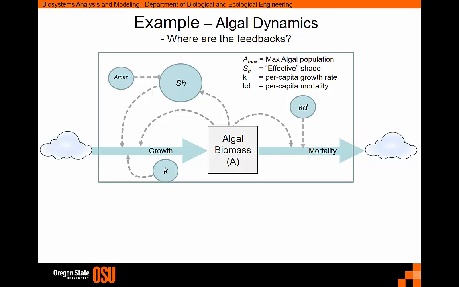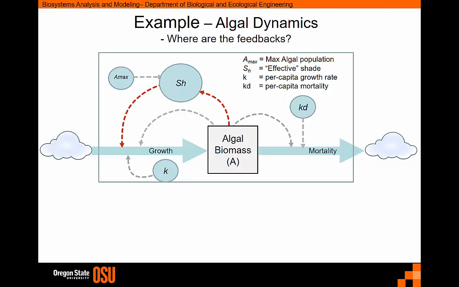There are 2 feedback loops involved with the growth process. A direct influence of algal biomass on growth. The more algae, the faster the algae can grow, and an indirect influence via the effective shade term. The more algae shade other algae in the system, limiting their ability to grow. One of these is a positive loop, one of these is a negative loop. Which one is which?